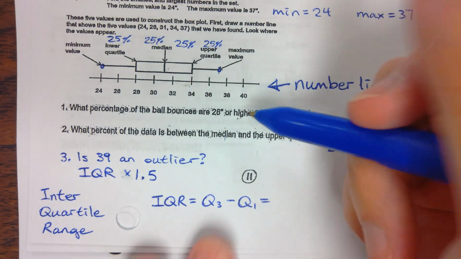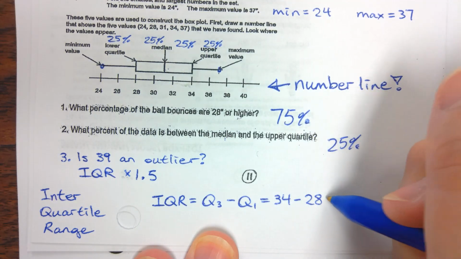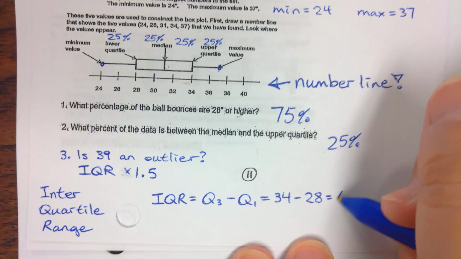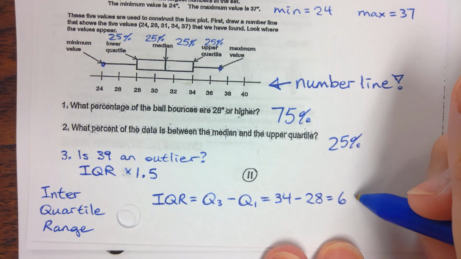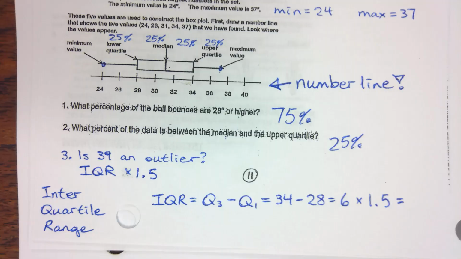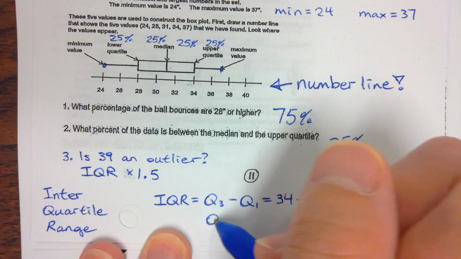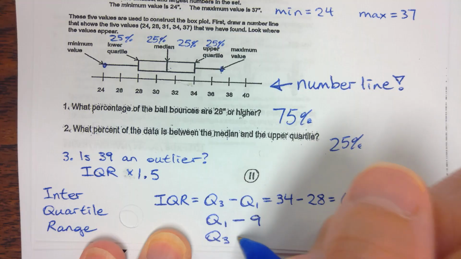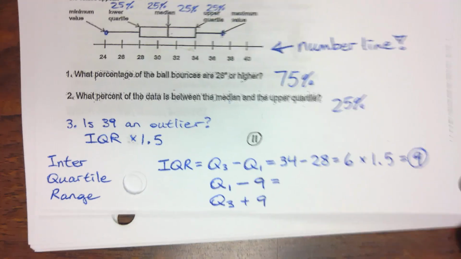Okay, so in this case, 34 minus 28, you get 6. Notice I have this times 1.5. So if I times it by 1.5, I get 9. So I'm going to do Q1 minus 9 and Q3 plus 9. And that will tell you what the reasonable range is.